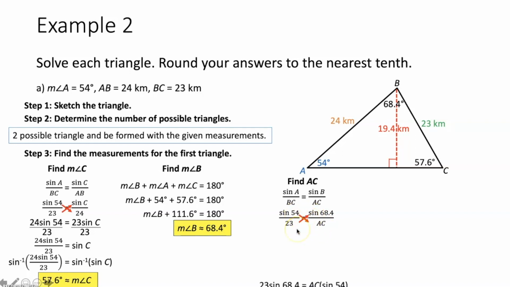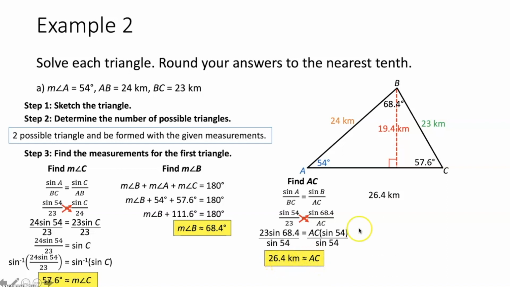I'm going to cross multiply, set the two products equal to one another, and solve for the measure of segment AC. So how do I get the measure of segment AC by itself? I just divide both sides by sine of 54. And when I do that, I plug this in my calculator over here, and I get that the measure of segment AC has to approximately be equal to 26.4 kilometers. So that would be the measure of this segment down here. Now, because I have found all three of these measures, I now know all these sides and all of the angles in this particular triangle.